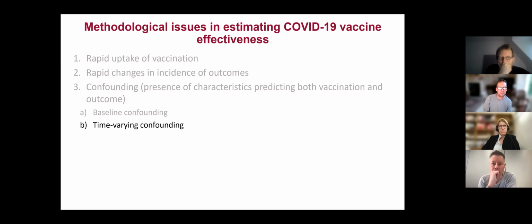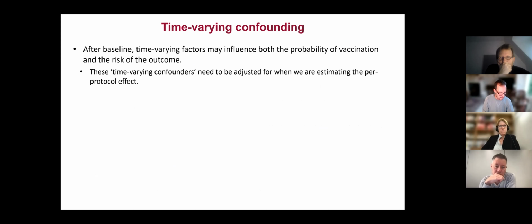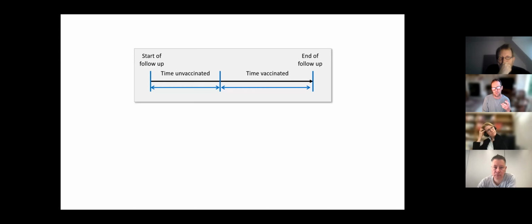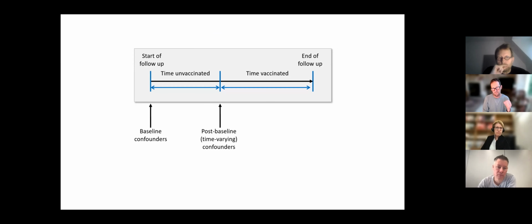So finally, I want to turn to time-varying confounding. The problem is that after baseline, for example, after the rollout started in people aged over 80 on the 8th of December 2020, time-varying factors may influence both the probability of vaccination and the risk of the outcome. These time-varying confounders also need to be adjusted for when we're estimating the per protocol effect. So we start follow-up, for example, on the 8th of December 2020, there's some time unvaccinated, there's some time vaccinated. And now the confounding is not just at baseline, we can also have post-baseline or time-varying factors that should also be adjusted.